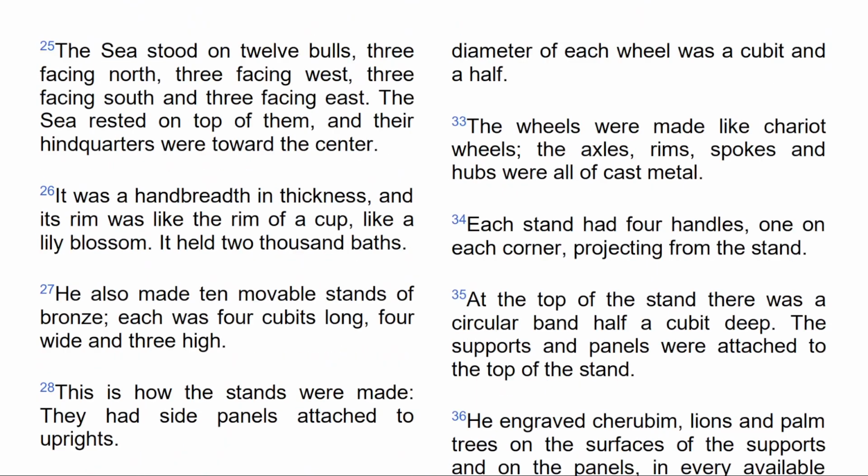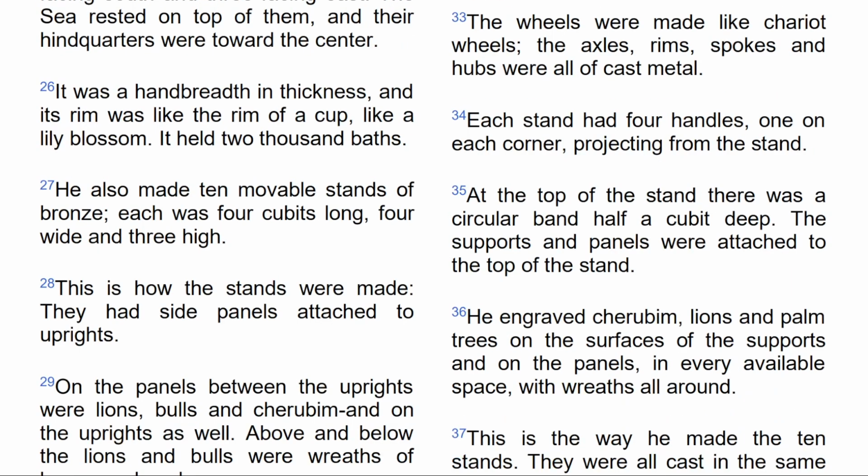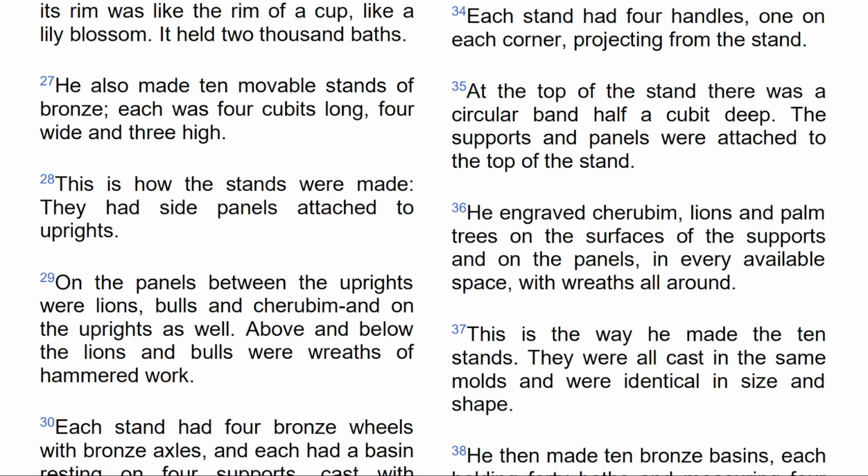The diameter of each wheel was 1.5 cubits. The wheels were made like chariot wheels. The axles, rims, spokes, and hubs were all of cast metal. Each stand had 4 handles, 1 on each corner, projecting from the stand.